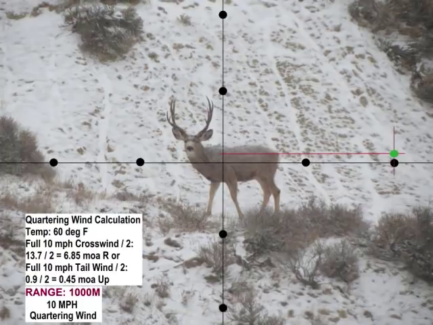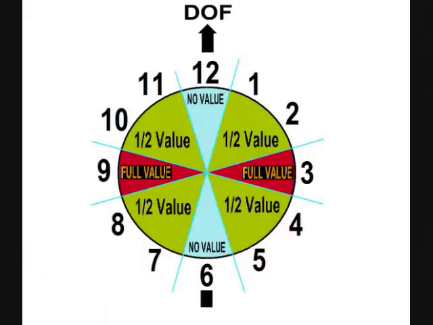But the problem here, and what you can't really tell from looking at this picture, is that in reality, that's not how this works. The clock method seems like it's pretty intuitive. Like, if you have halfway in between no value and full value, you would think that halfway between those would be half value, right? But in trigonometry, that's not really how you calculate the horizontal value for the hold-off here.